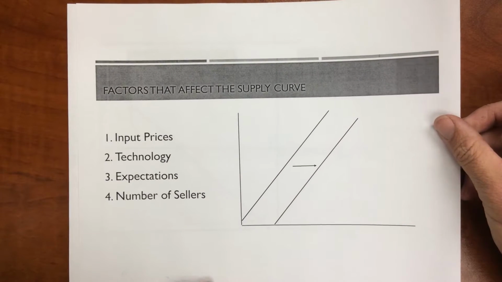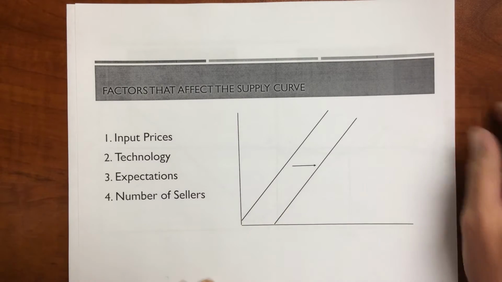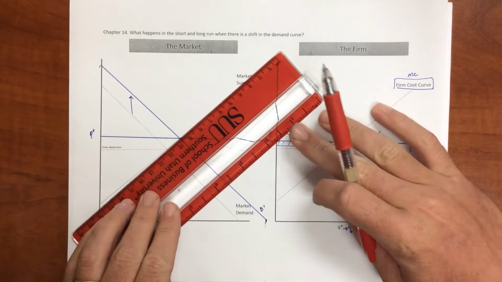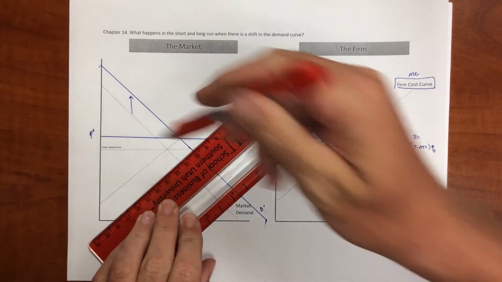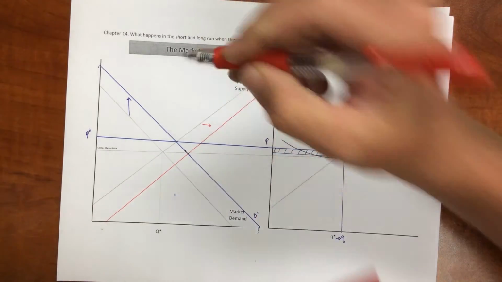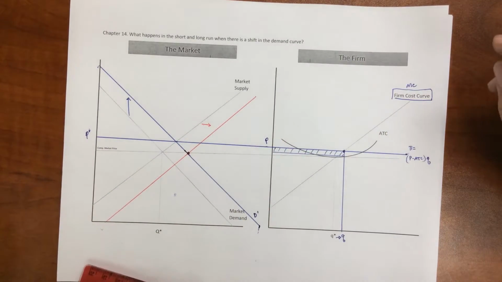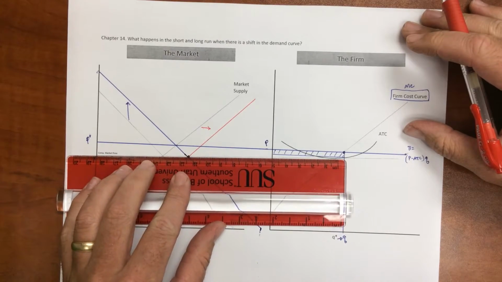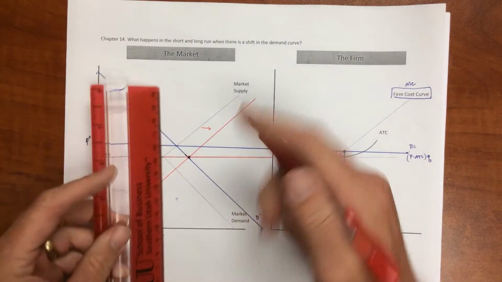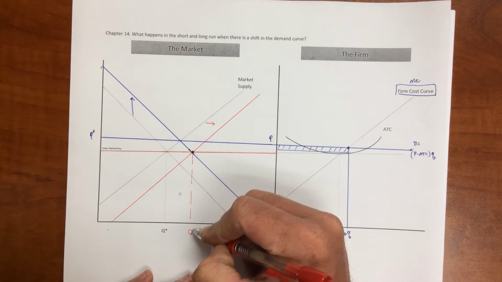And so when we think about things that affect the supply curve, the number of sellers affects the supply curve. Having more firms enter the market is going to cause the supply curve to shift out. So in this case, our supply curve is going to shift in such a way that now our new equilibrium price and quantity is the original competitive market price. So here's going to be our new supply curve, and here's the new equilibrium quantity in the market.